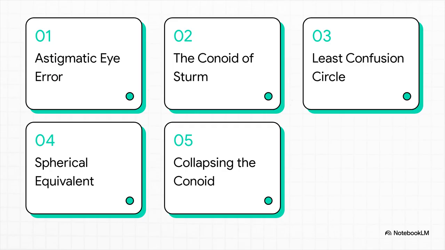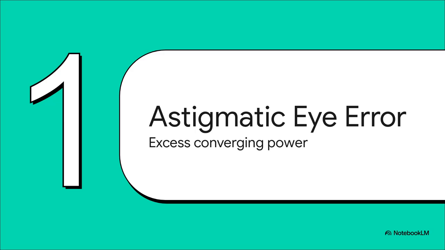We'll start by defining astigmatic eye error, move on to the conoid of Sturm, tackle the circle of least confusion, look at calculating spherical equivalent, and wrap up with collapsing the conoid. Section 1. Astigmatic eye error defined. We're going to really understand what excess converging power actually means.